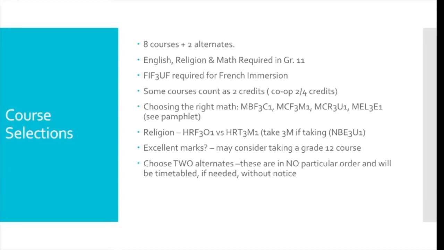Religion. When you're considering your religion course, co-requisitely you should be choosing M religion if you're taking a U English, and open religion if you are taking a college English. If you have excellent marks, you may want to consider taking a grade 12 course in your grade 11 year.